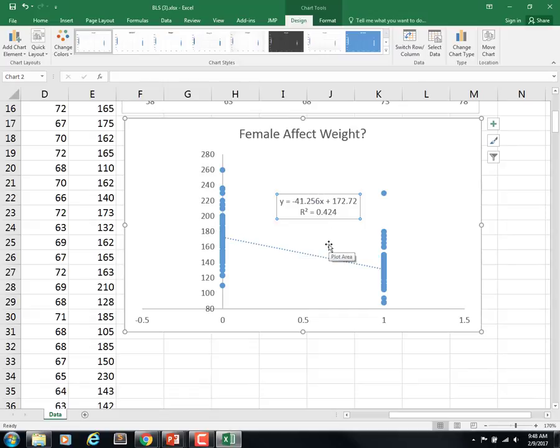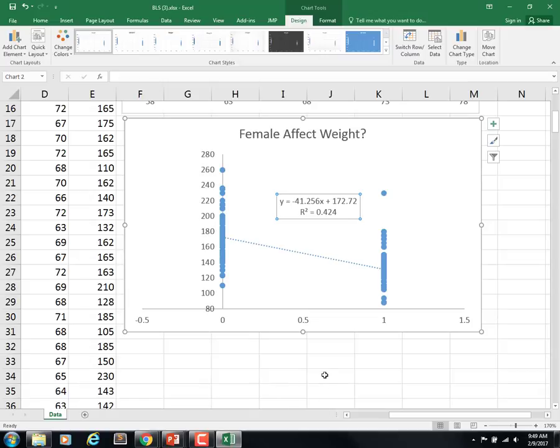Interestingly, there's more explanation of the variation in weight by whether or not we're male or female. Actually, that kind of makes sense, right? If we're the same height, but one is a male and one is a female, generally the female is going to weigh less. It explains 42% of the variation in weight based on your gender. So what does the negative 41.256 in front of the x mean? Well, on average, females weigh 41 pounds less than males for this particular data set. That's on average, because we're doing it over all of the different individuals in this data set.